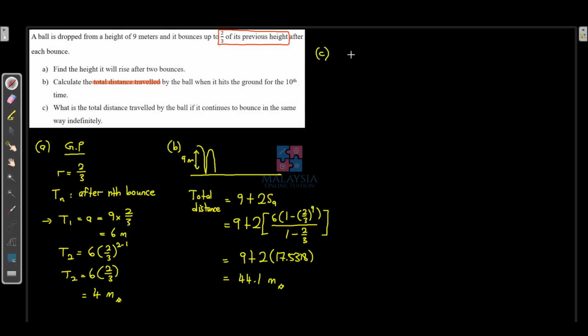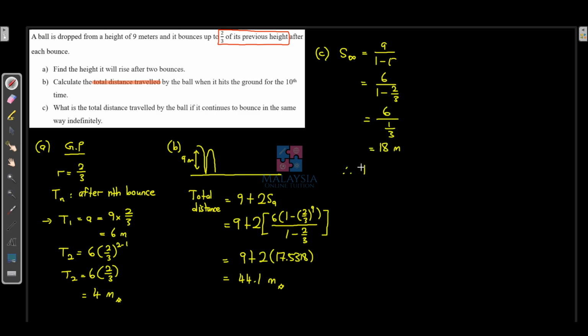Finally, for part C, what is the total distance traveled by the ball if it continues to bounce in the same way indefinitely? Meaning, we want the sum to infinity. Okay, so as infinity, the formula as we know is a over 1 minus r. So our a is 6 divided by 1 minus 2 over 3. So we know that this is as infinity. But when we want the total distance, remember to multiply the result by 2 later. So this is 6 divided by 1 over 3, which is 18 meters.